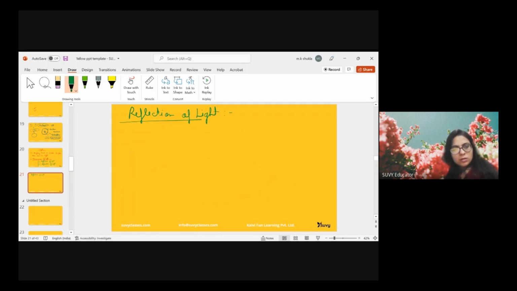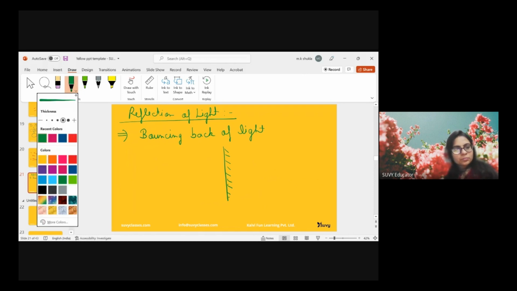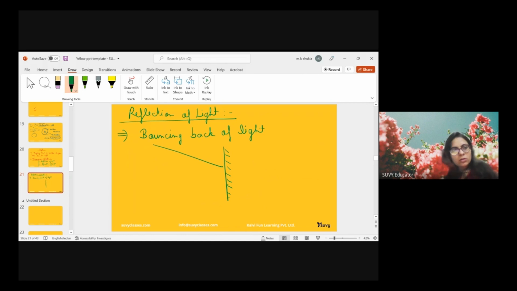reflection of light. So in this reflection, what is happening? The bouncing back of light. How does it bounce? Suppose this is any object. When any light falls on it, it will bounce back. It will go in the opposite direction. After striking the surface, it will go in a straight line, and it depends on the type of surface.